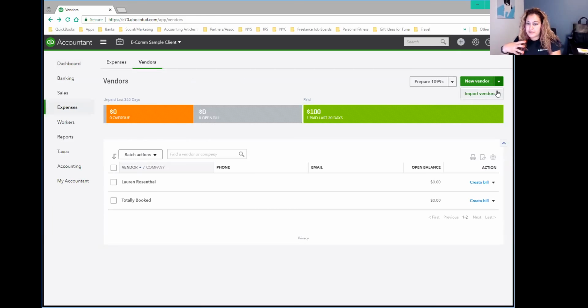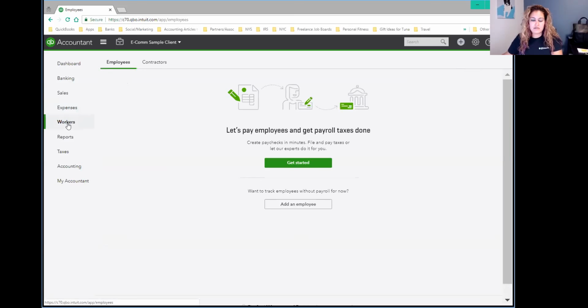So if you have some crazy spreadsheet somewhere and you need to put all of that info in, you can still get it in here. Workers is really anyone that's going to fall under your 1099 contractor category for the most part, or your employees. So if you were to turn on payroll, which we're not going to do because it costs money, this is where your employees would wind up, right in here.